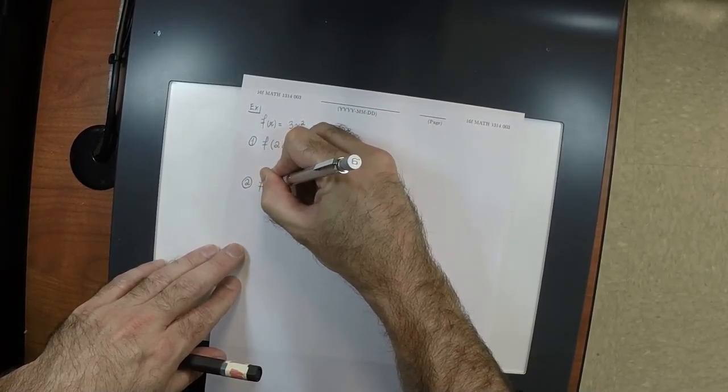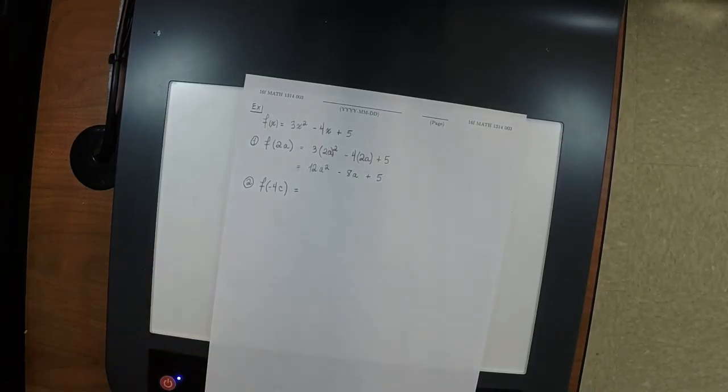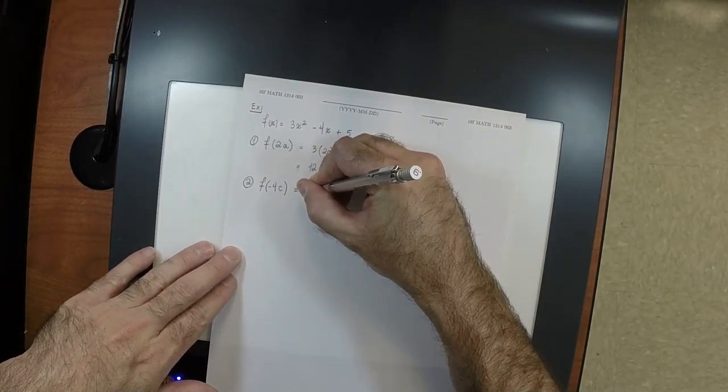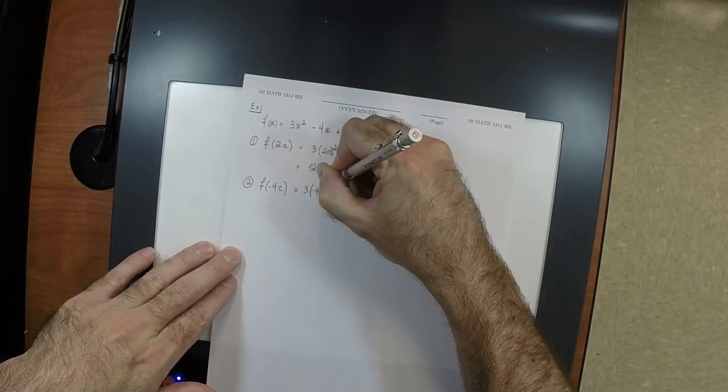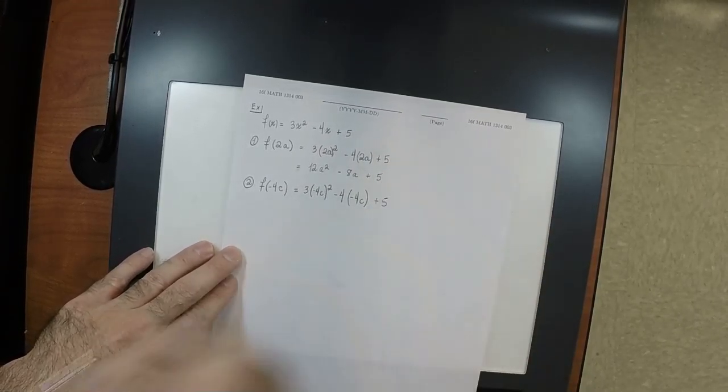F of negative 4c. Sorry? We don't have to factor it? No. Okay, so in the interest of time, this would be 3, and then negative 4c, square that, minus 4 times negative 4c, and then add 5. So any question about substituting those things in?